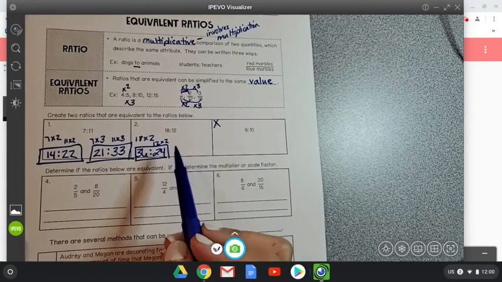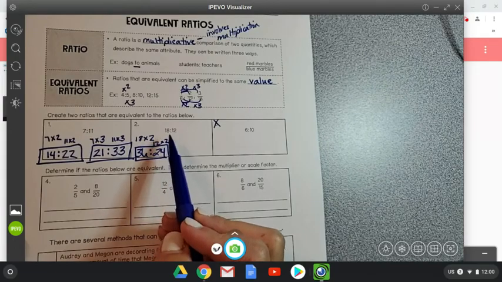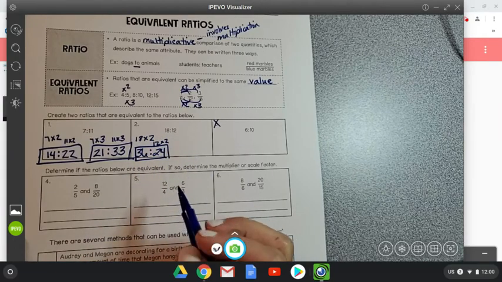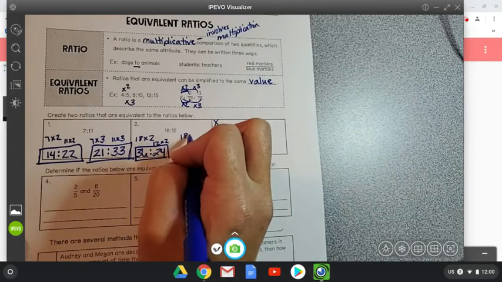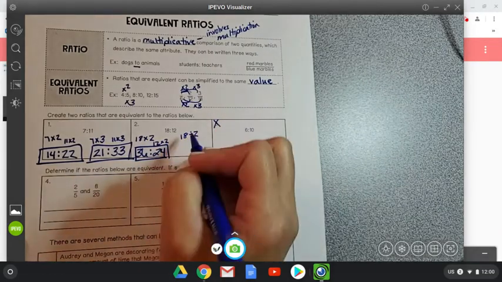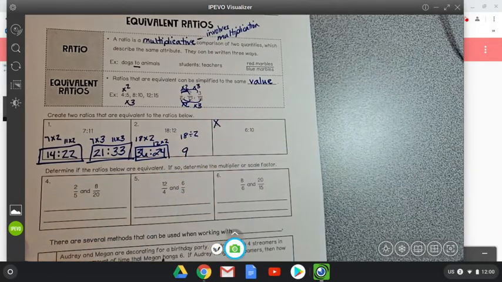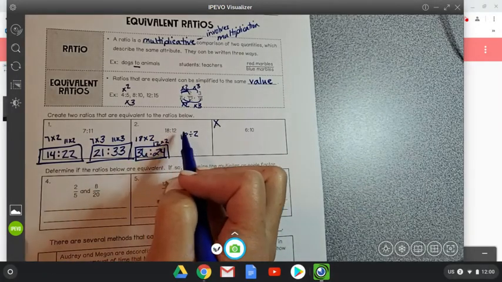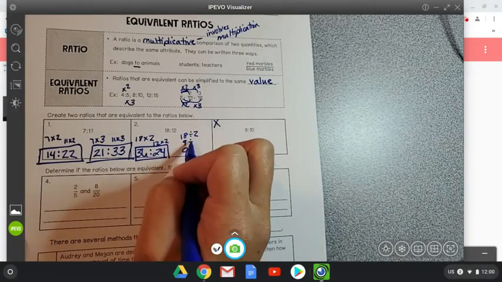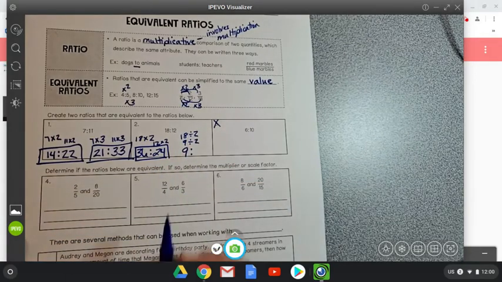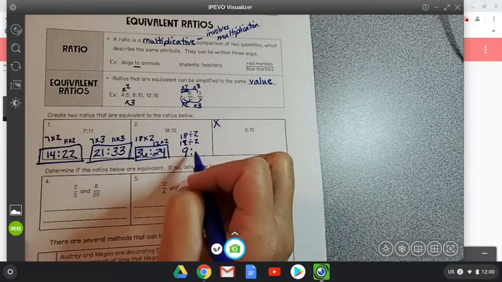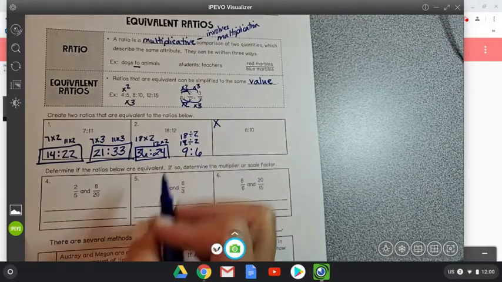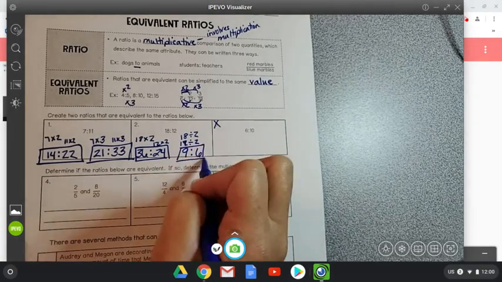So I could take this 18 and I could divide it by 2. Okay, if I took 18 and divided it by 2, that's going to give me 9. Now I would have to take the 12 and divide it by 2 in order to get an equivalent ratio. 12 divided by 2 is 6. That is an equivalent ratio.